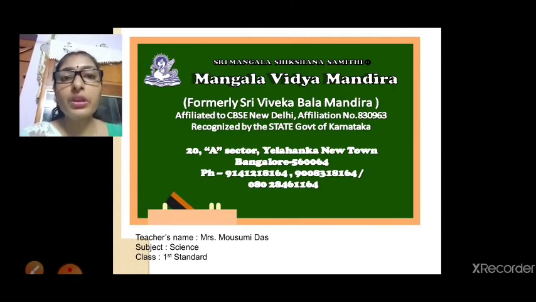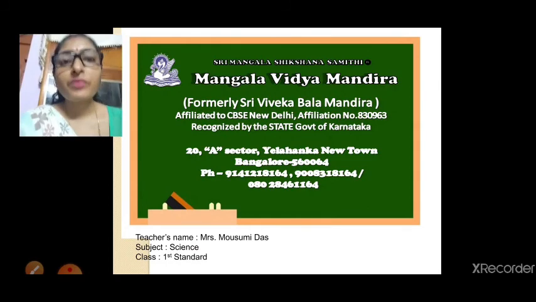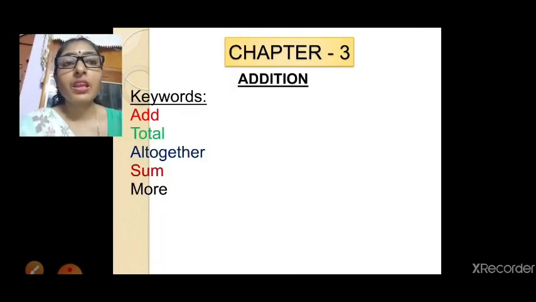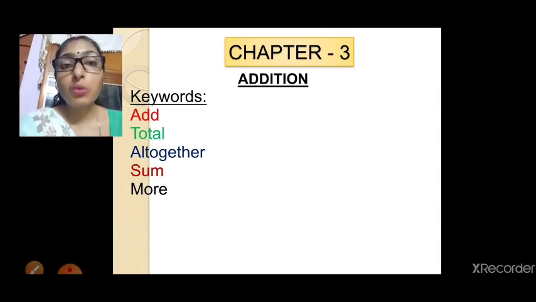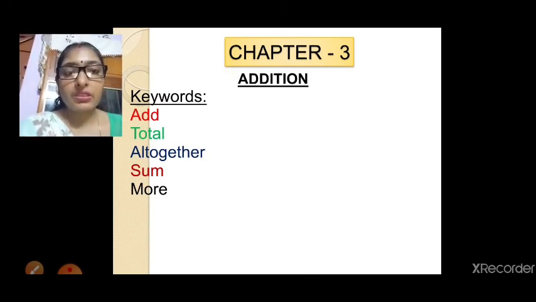So today I am going to start a new lesson. Chapter 3, addition. In this chapter you will learn how to add numbers. Here the keywords you will see are add, total, altogether, sum, more. These are all common words you will get in this chapter. Now we will see the textbook, first we will start with the textbook.